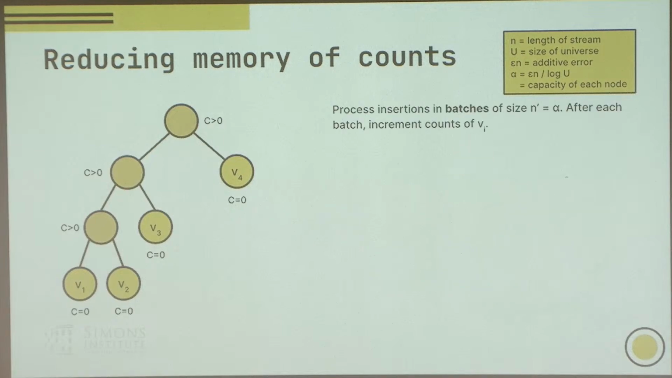Okay, right? So we processed insertions in batches. We use a smaller Q digest, an inner Q digest, to get approximate counts back for the V1 through VM in a way that the approximation guarantee of these approximate counts lines up with what we want.